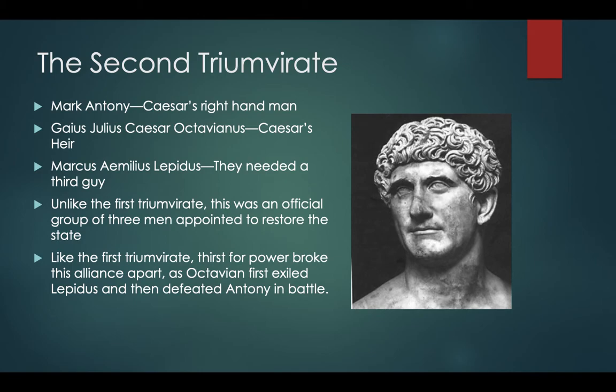Octavian exiles Lepidus first when Lepidus tries to make a play and then realizes that his own soldiers are more loyal to Octavian than they are to him. And then he defeats Mark Antony in battle at Actium and then at Alexandria. That's the part of the story that brings in Cleopatra, but I think we've talked about enough for today. And I hope I've given you a basic structure of Roman history.